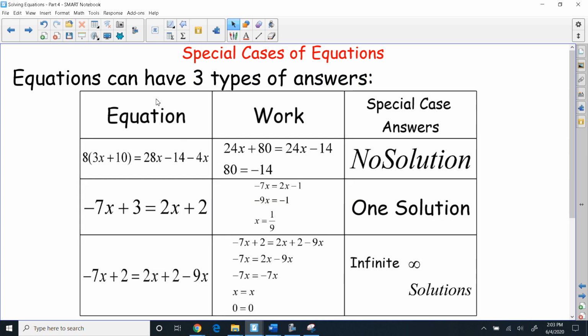Here's the chart. I put it all together for you so you can take a little time, because I know you might not want to go back through all of those screens and see one for one. So I put it all together in a little chart here so you can see all three of the equations, basically most of the work I put in to do it, as well as the special case answers, why it was no solution, one solution, and infinite solutions. So hopefully you'll like that.